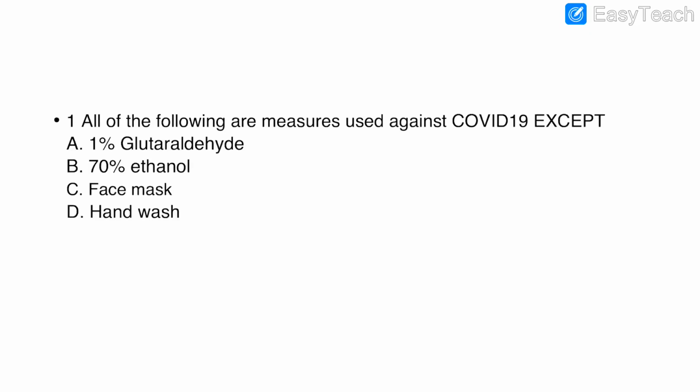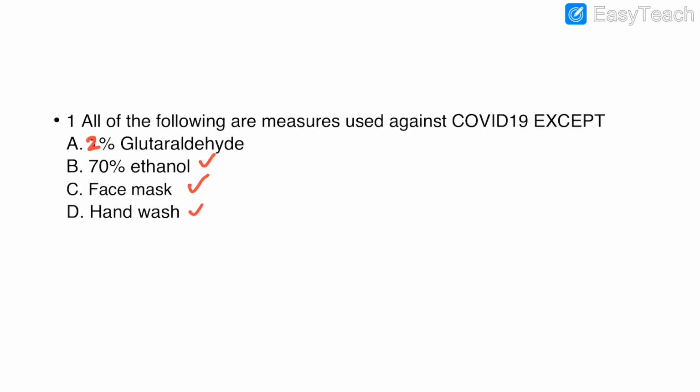measures used against COVID-19 except. So obviously, nothing is 1% glutathione, it might be 2% glutathione, but it is not used for COVID-19. Everybody knows that. For coronavirus disease, there is no use of 2% glutathione. You use 70% ethanol, you use a face mask, and you use hand wash. Okay, these all things are used. Proper hand wash is mandatory, face mask wearing is mandatory, 70% ethanol is used as sanitizer. Along with that, 1% sodium hypochlorite is used as a sanitizer. But 2% glutathione does not have any role, so that should be the answer to this one.